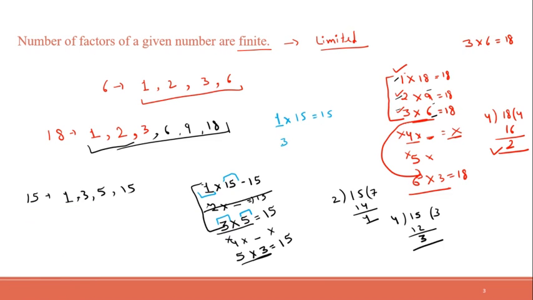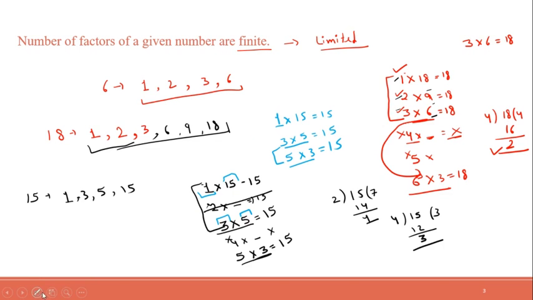3 into 5, 15. Then I'll not check for 4, because 4 is not a factor of 15. Then for 5, 5 into 3 is 15. Notice this thing. We have reached the same numbers: 5 into 3, 15, 3 into 5, 15.